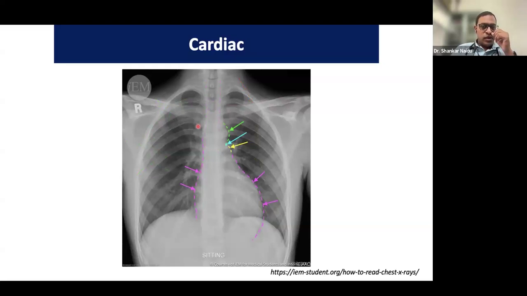Then the third structure is the cardiac. C stands for the cardiac structure. So we need to look at the heart borders, whether they are in position or if there is any enlargement or not. Other than the heart borders, this is the aortic knuckle, this is the pulmonary artery area. So this is the aortopulmonary window. All of these structures have to be identified because any pathology in these structures can also alter this morphology.